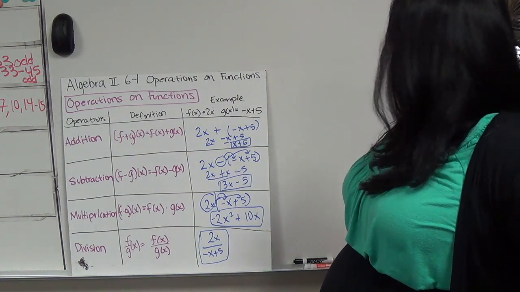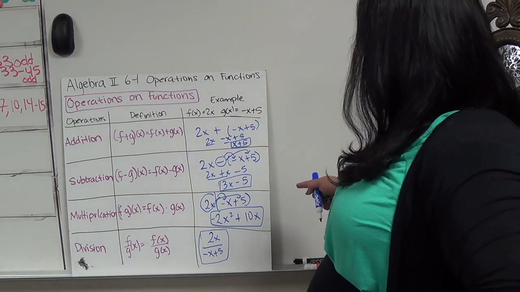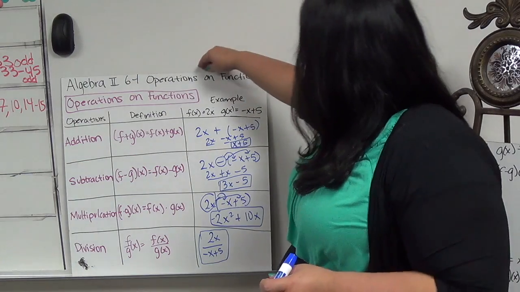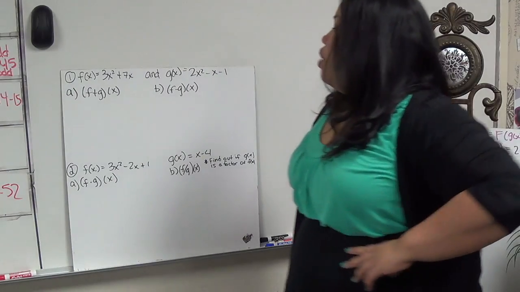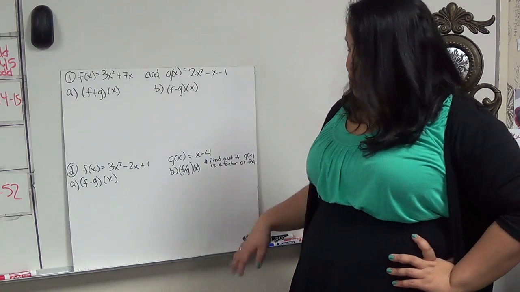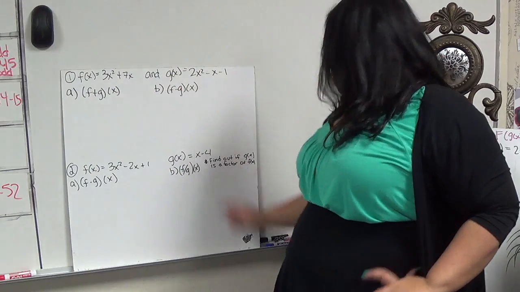All right? So we're going to try a problem, so go ahead and pause this, and then we'll go on to the next one. For number 1, they're asking us to do the same things as we did here, but the equations are a little bit longer. So pay attention to which one's f of x and which one's g of x.